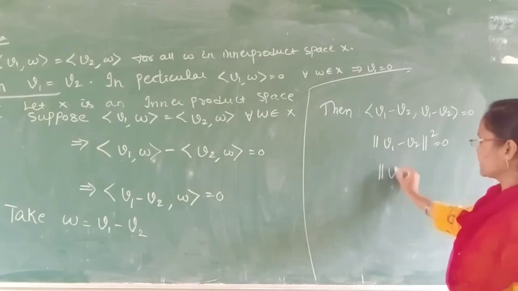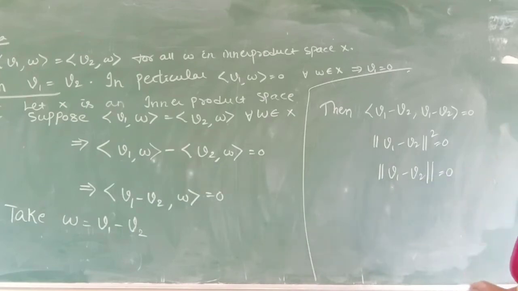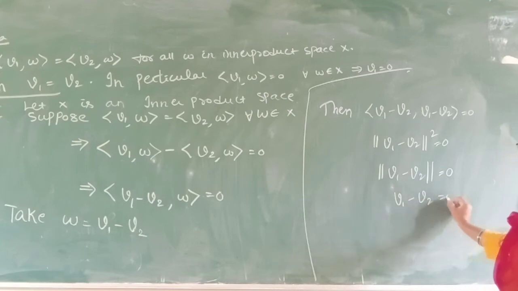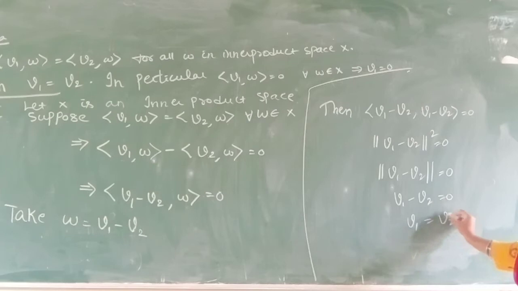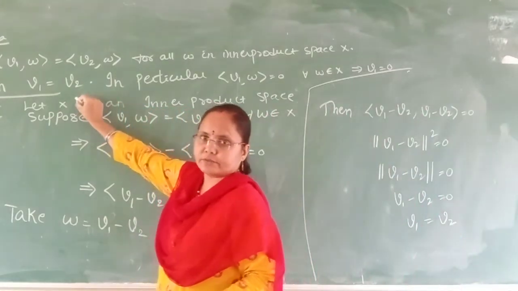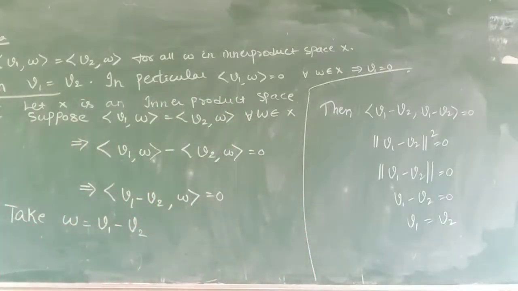Then sending the square to that side, the norm of V1 minus V2 is equal to 0. Next, eliminating the norm, we write V1 minus V2 is equal to 0. Then V1 is equal to V2. See, this is our required first condition. Later we will show the second one.